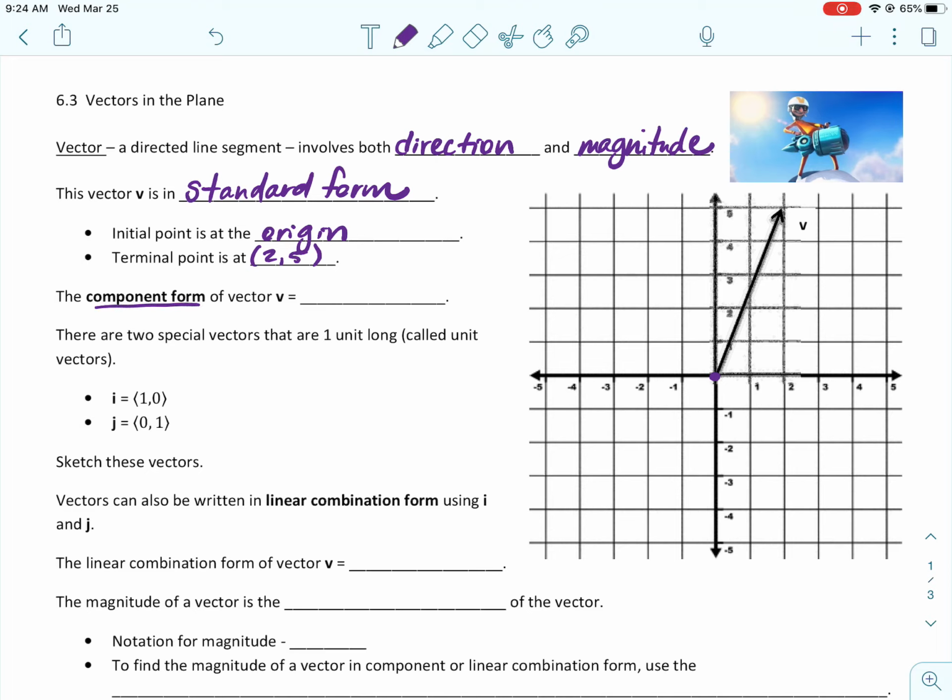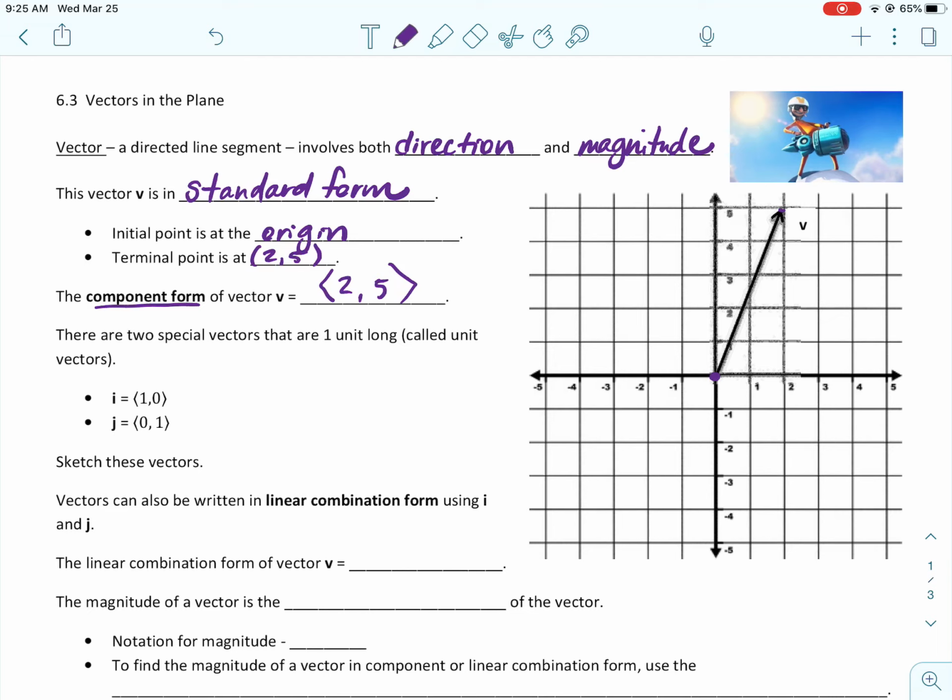All right, so one form that we can write a vector in whenever it's graphed in standard form is called component form. And component form has what I call pointy parentheses. The terminal point is where the vector ends, so it's where the arrow stops, and that is what's given in the component form. So when you see a vector written that way, this is telling you that the initial point is at the origin, and the terminal point is at (2, 5) on the coordinate plane.